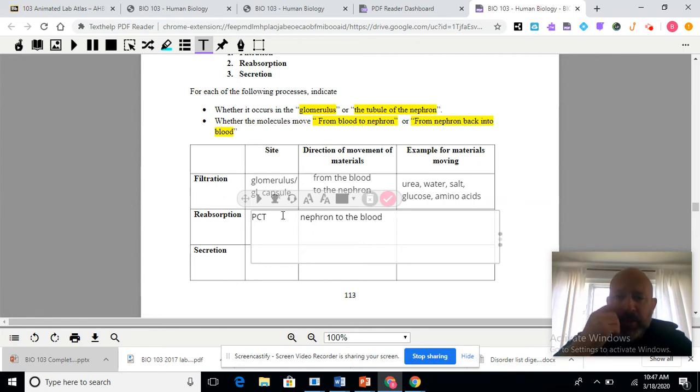And what are some of the things that are going to be moving? Well, we don't want to put the urea back. We don't want to put the salt back, probably the water. If we have enough water and the salt balance is fine in the body, we'll let that go. But we do want to put all the glucose back. So we're going to say glucose is getting put back. And the amino acids, we want to let those go. Those aren't wastes. All right.